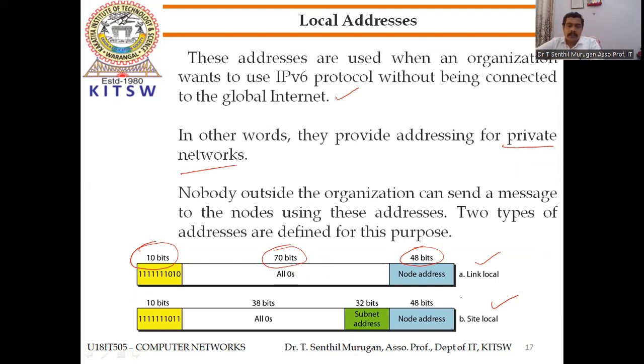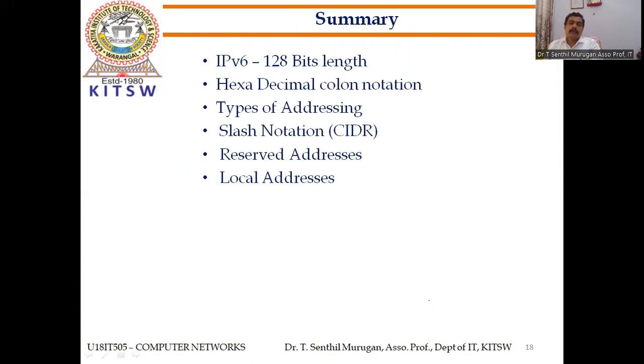The last one is the site local address. Here also you can see the first 10 bits are 1011: 6 ones continuously, then 1011 should be there. That is for site local addresses. Then 38 bits of zeros will be there, and 32 bits are the subnet address. Then the last 48 bits will represent the node address. What is the node address? Mostly the MAC address.